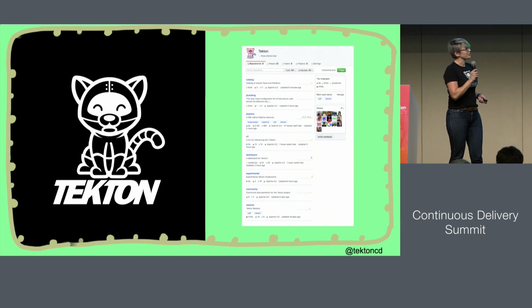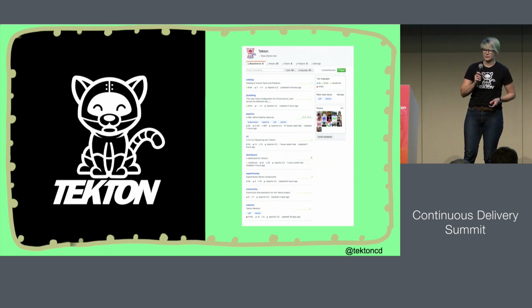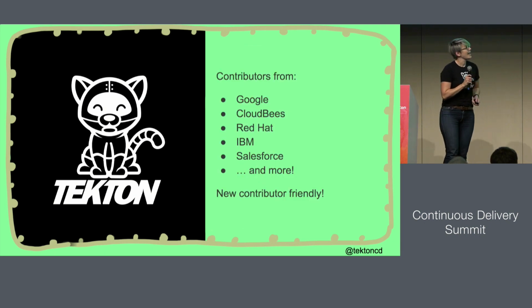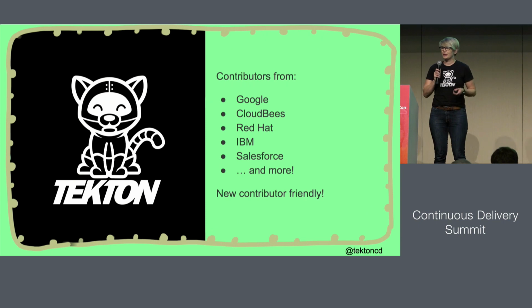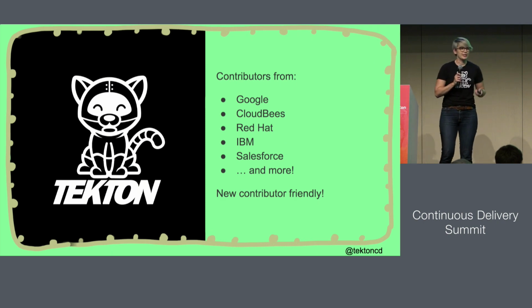So even though we started with pipelines and pipelines are still at the core, the project has expanded. So now we also have a CLI tool and a dashboard, and we're currently incubating some event triggering projects as well. And we're not doing this alone. We have regular contributions right now from engineers at CloudBees, Red Hat, IBM, and Salesforce, and we've put a lot of effort into trying to make it really easy for new contributors to join us. So if you're interested, please come by and check out our contributing guide.